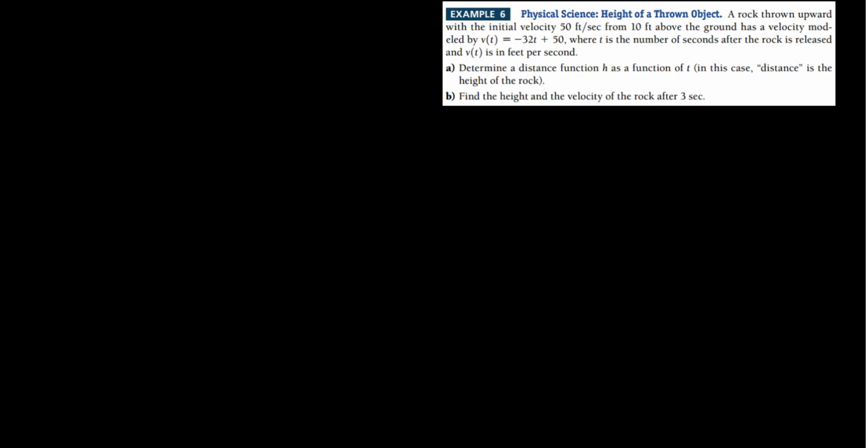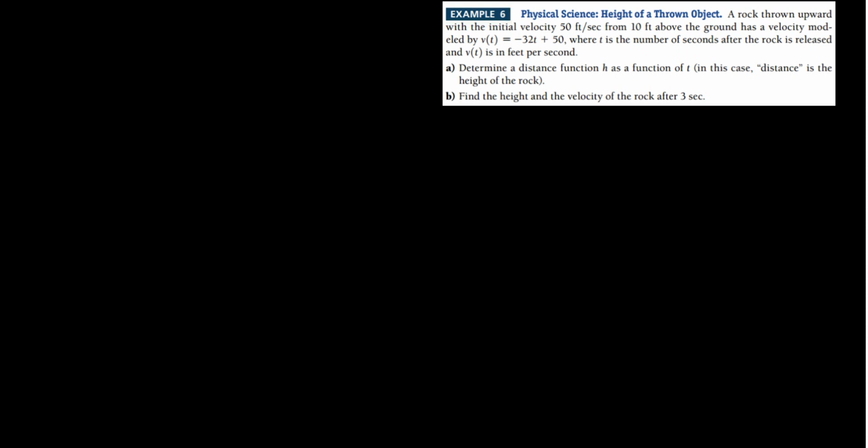So as a function of time, we're going to determine a distance function h. My function's name is going to be h, and we're going to make it a function of time t. Luckily for us, our velocity function is already using the variable t, so we're good there.